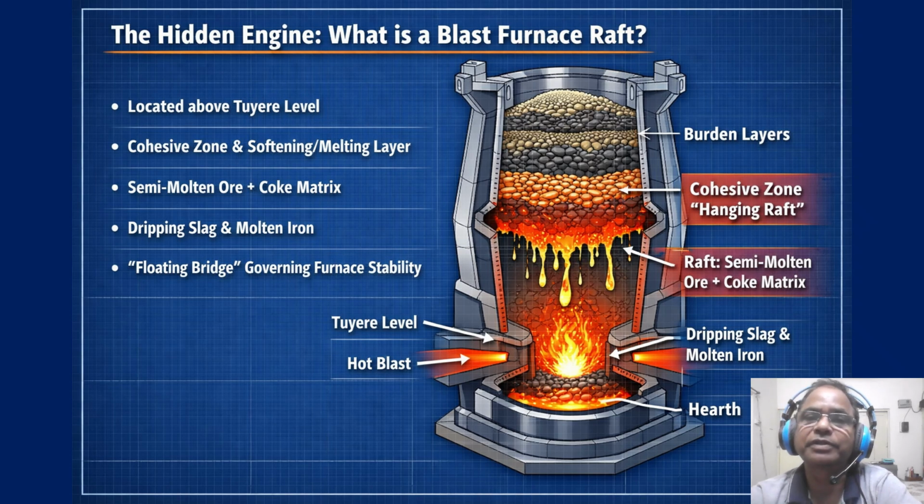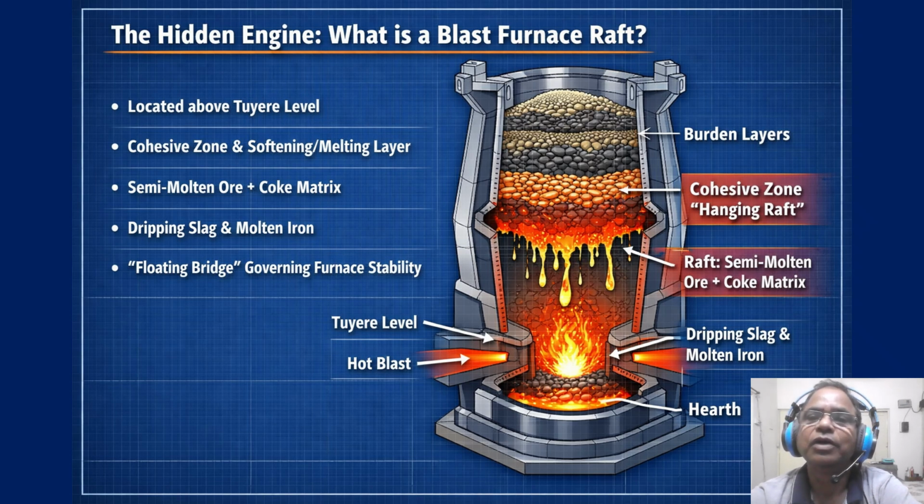So, what we call the raft: this semi-molten spongy layer of partially reduced ore and coke hanging just above the tuyere. It is like a softening liquidus band, a floating bridge inside the furnace. Not solid, not liquid, but alive. So the raft controls everything: gas flow, burden descent, even the temperature of your hot metal. If it is too thick, you get hanging and channeling. If it is too thin, you flood the hearth.